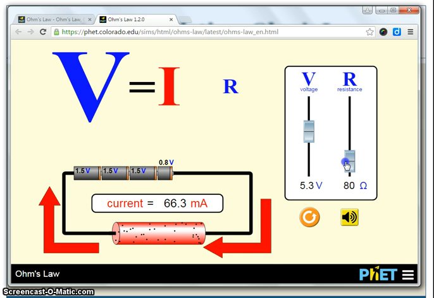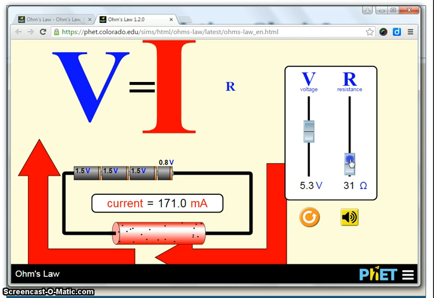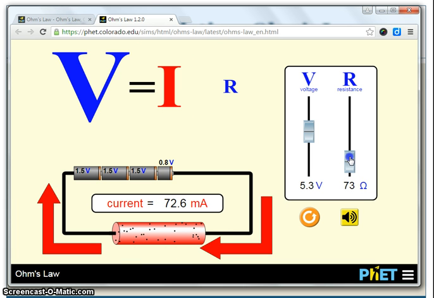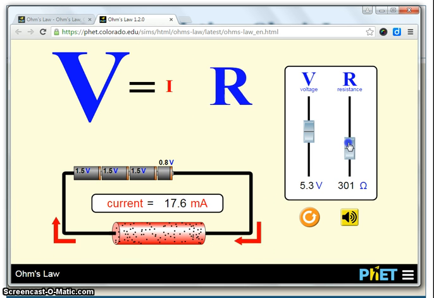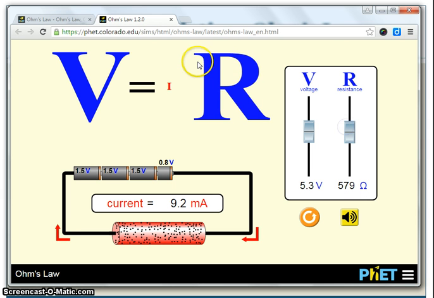So if we really decrease the resistance, you can see that the current represented here and by the letter I is getting bigger and bigger. So when you have less electrical resistance, it makes the current higher, but the voltage source from the batteries isn't changing. So that's one way that you can see that relationship between voltage, current, and resistance from Ohm's law.